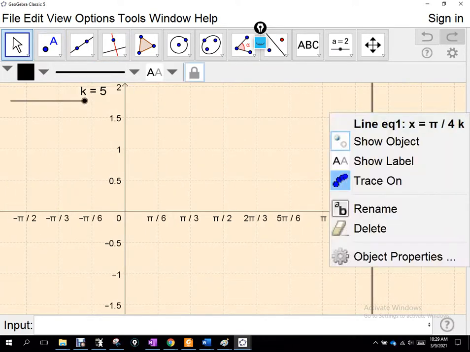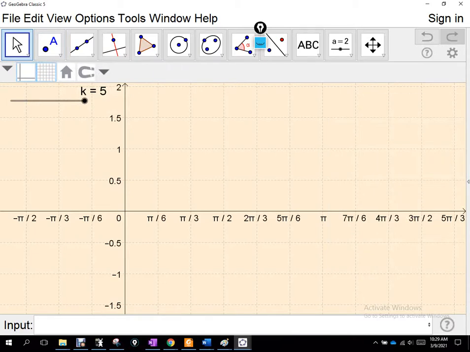The only thing I wish I could do is tell GeoGebra to put my pi over 4s in here as well. I can't. The only thing I can do is ask it to write it in terms of pi over 12, and then that would give me all my pi over 6s, all my pi over 3s, and all my pi over 4s, right? Okay. So that would be something that we do later on.